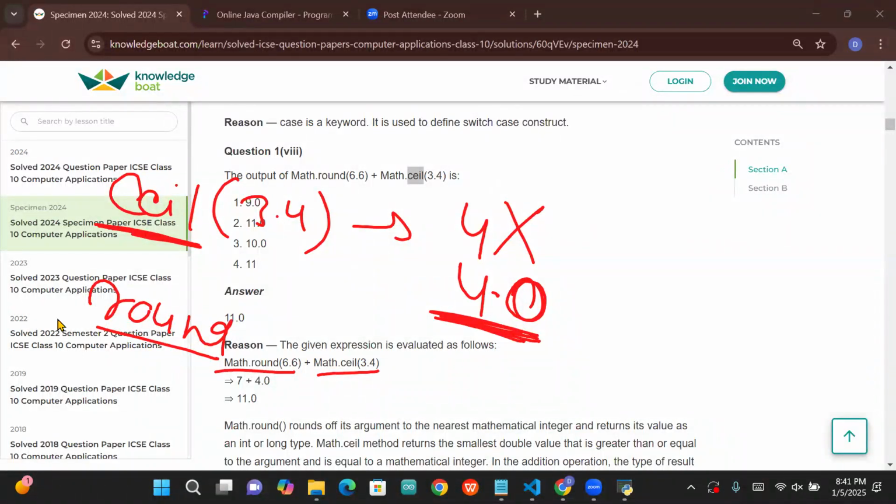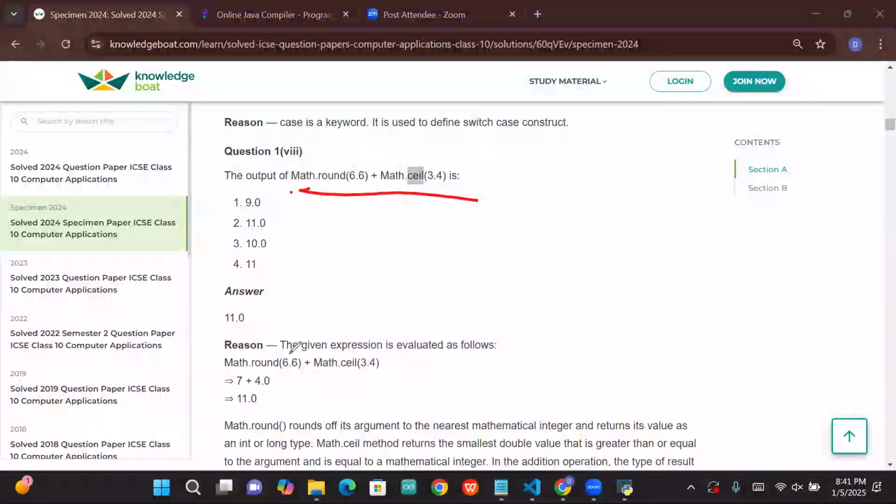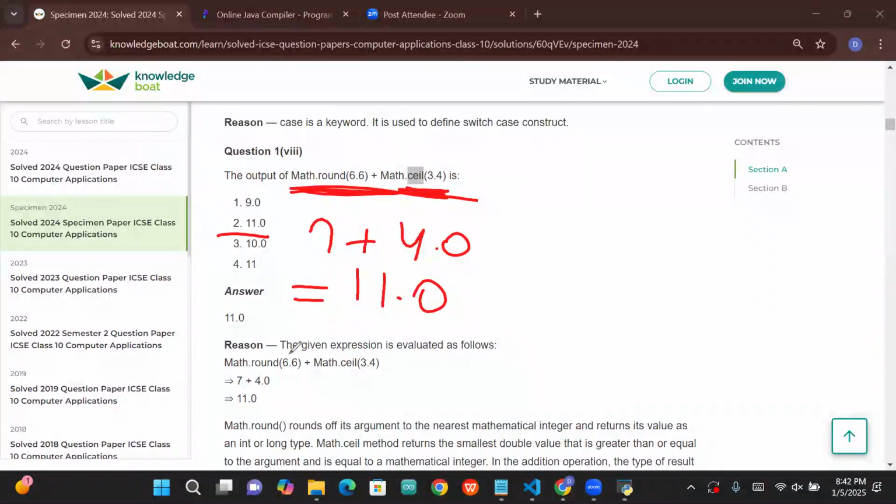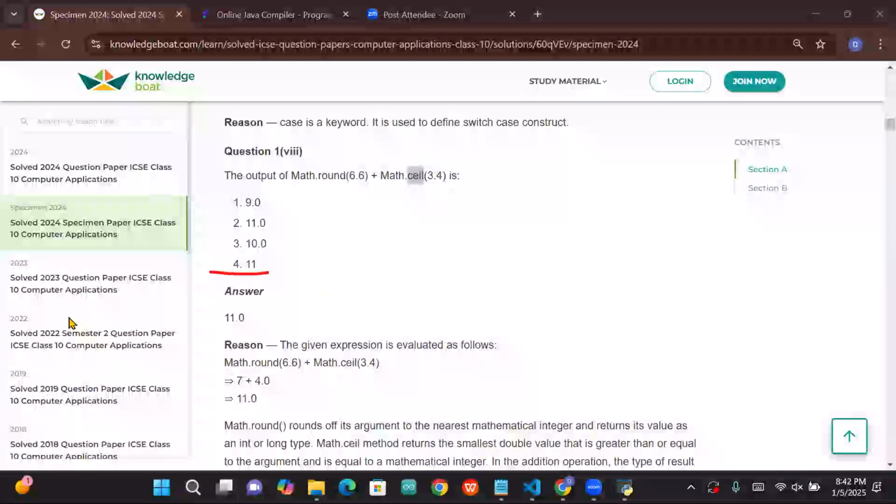What is the meaning of this? In this question, 6.6 will be converted to 7, so you write 7. Plus ceiling, which gives a double value, so you write not 4 but 4.0. When you add them, you get 11.0 only. Your answer will be 11.0, not 11. Here students may get confused, and some may mark 11, but 11 is not the right answer. 11.0 is the right answer.